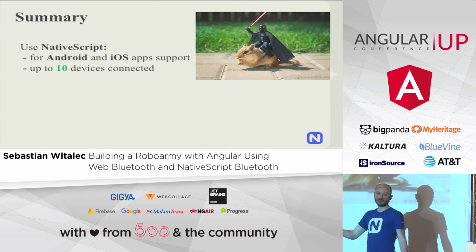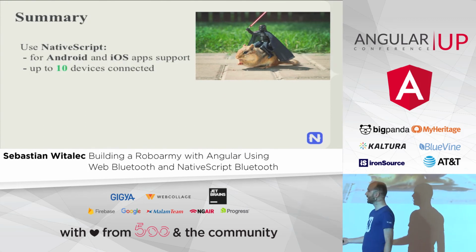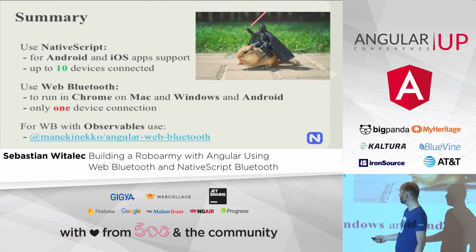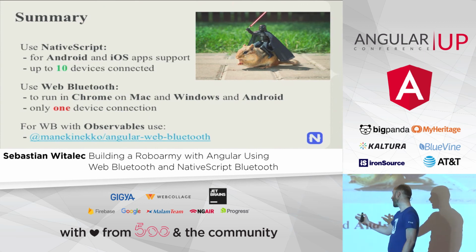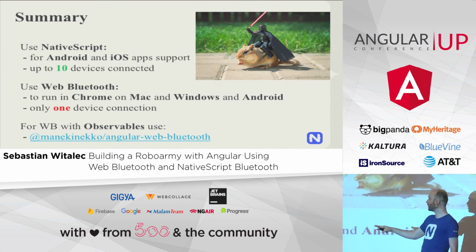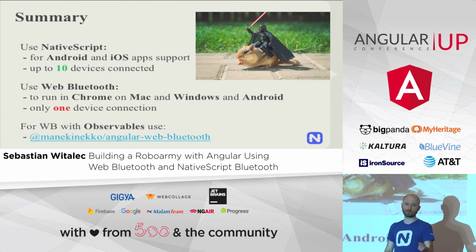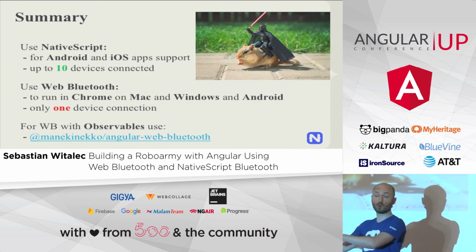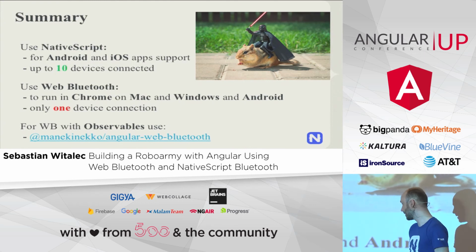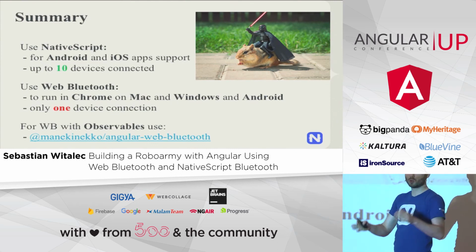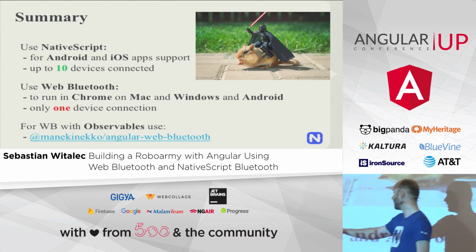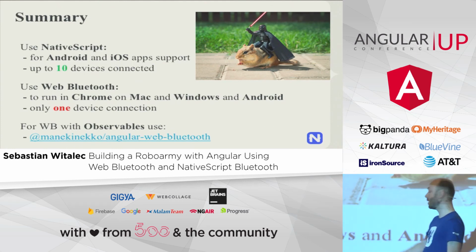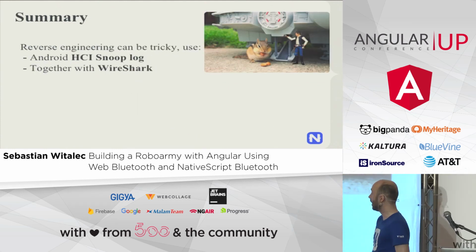Summary-wise, you can use NativeScript with Android, iOS, and connect up to 10 devices. Web Bluetooth is pretty good, but it only works from Chrome. You can use it on Mac, Windows, Android, and you can connect to only one device, except on the Mac. Mac Web Bluetooth can actually connect to multiple devices. That's what it was telling me. If, instead of using promises, you want to use observables, you could use the one from Managineko. That's the Angular Web Bluetooth, which is really good.